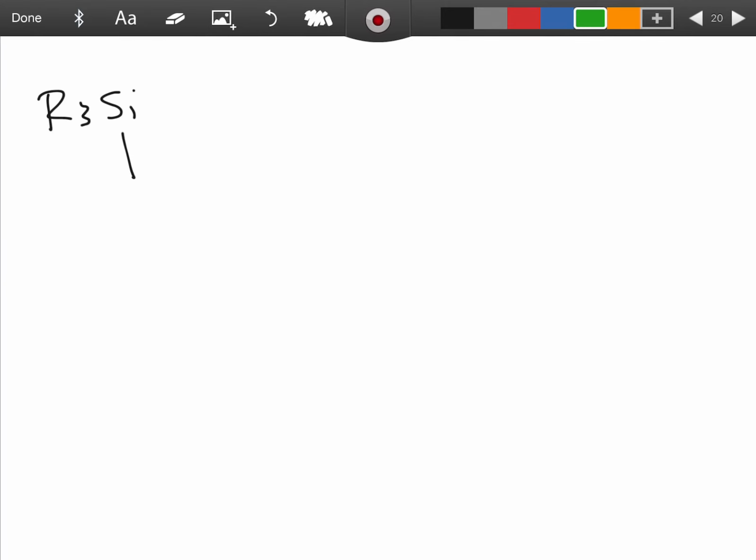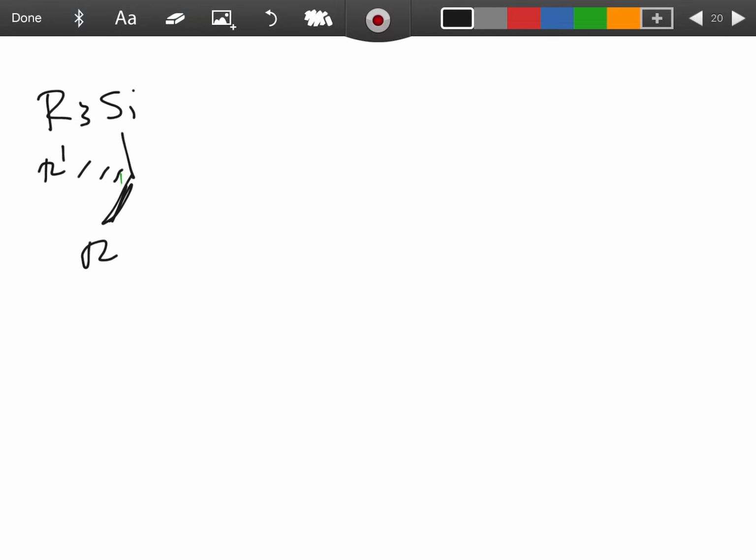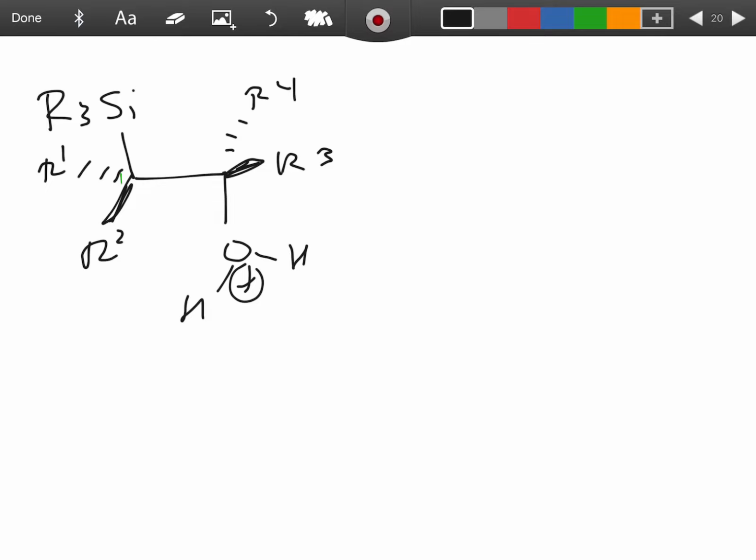I'm going to have green stuff apparently. I have R1, R2. I've rotated around. My water is down, pointing down. This is going to put R3, R4. So now R2 and R3 are both facing forward. They're both on the same side of the molecule.